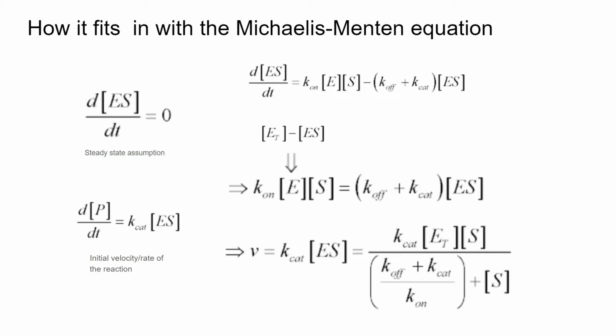Thanks to these assumptions and conditions, we can set the differential equation of the concentration of the enzyme substrate complex to zero and solve for kcat times ES, which is just the product rate, or the rate at which product is made. Notice, we can substitute E with E total minus the enzyme substrate complex, since we know that that would equal the amount of free enzymes. And in the end, it gives us this neat equation.